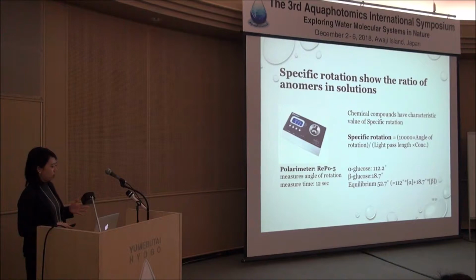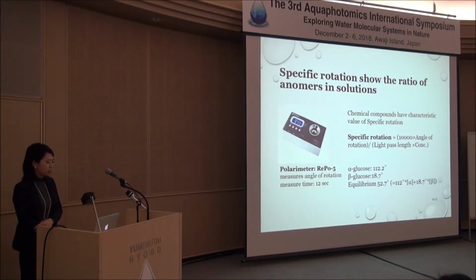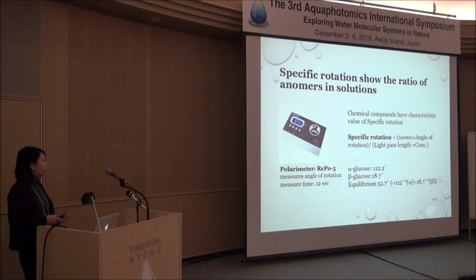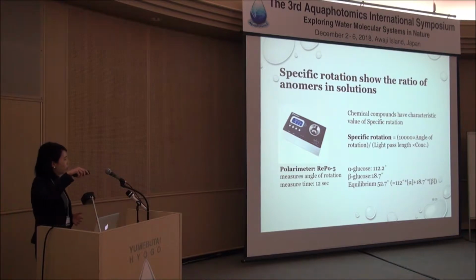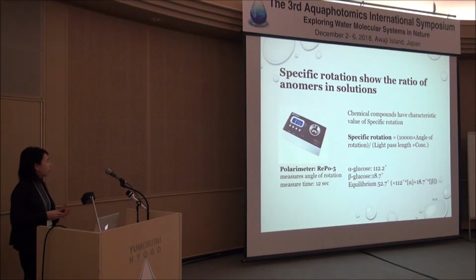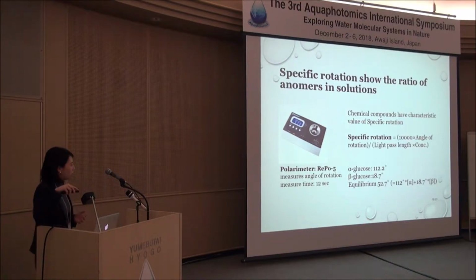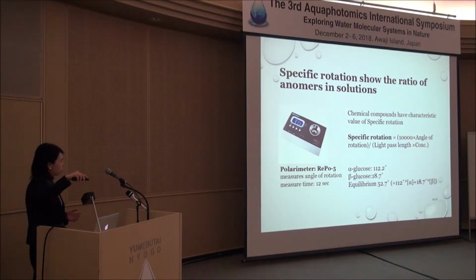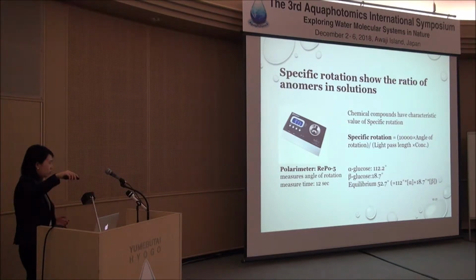To know the ratio of anomers in the measurement solution, we use a polarimeter. Specific rotation is calculated by this formula. A chemical compound has a characteristic value of specific rotation. For example, alpha glucose is 112, beta glucose is 19, and the equilibrated solution of glucose is 52.3. So thus, we can calculate the ratio of anomers from the specific rotation.